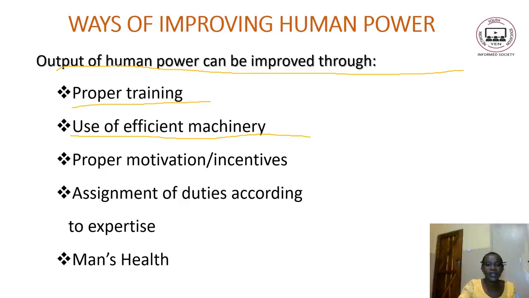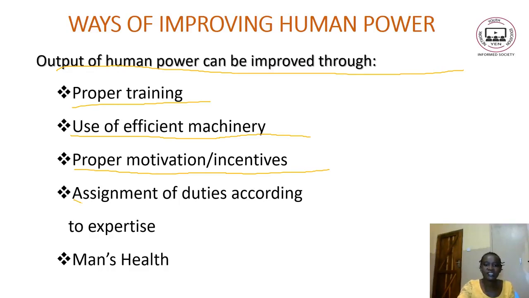And also another way of improving human power is just by proper motivation or incentives. If you provide the workers with some incentives or motivation, they'll be working very hard in the field. The end result will be high productivity.